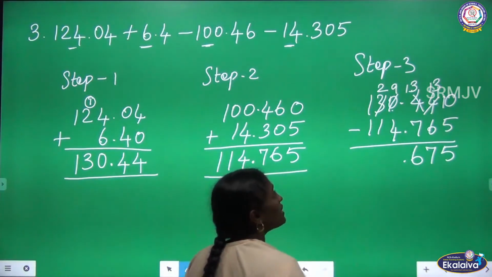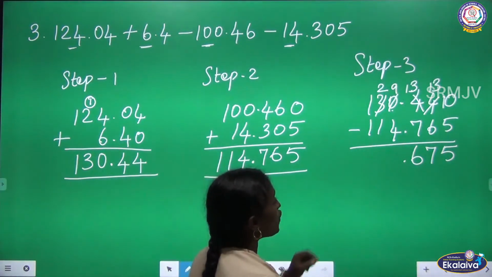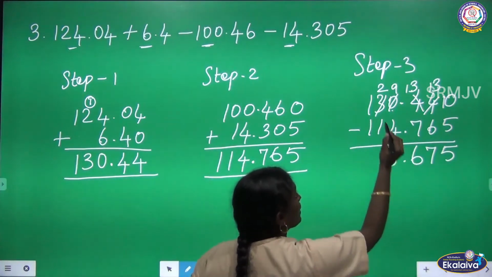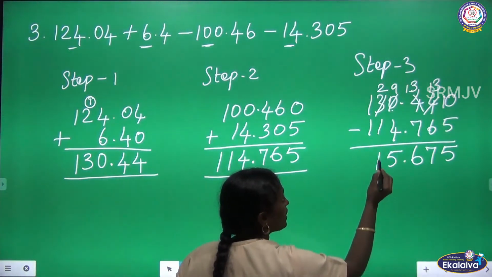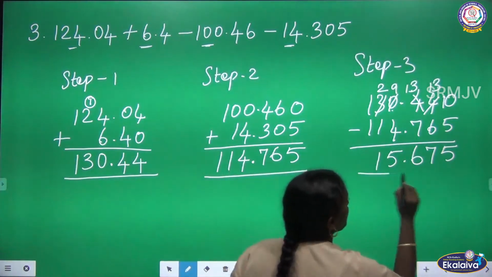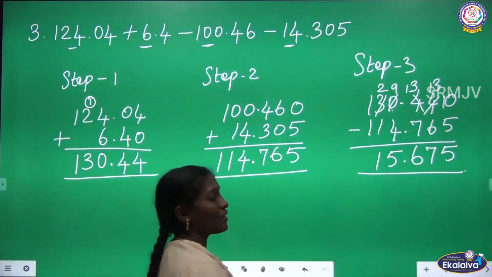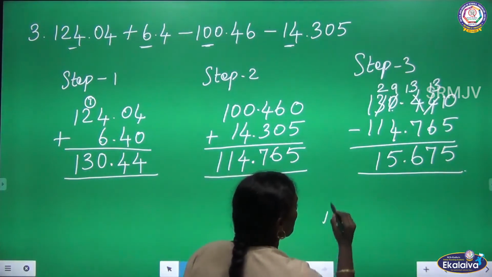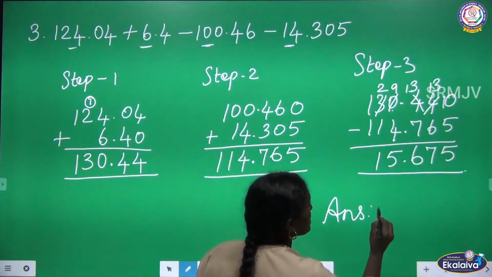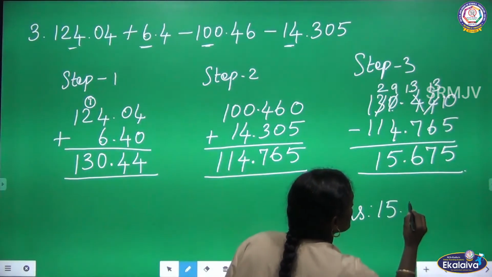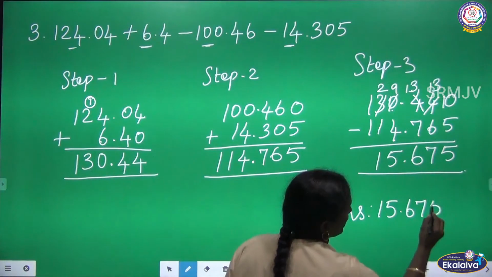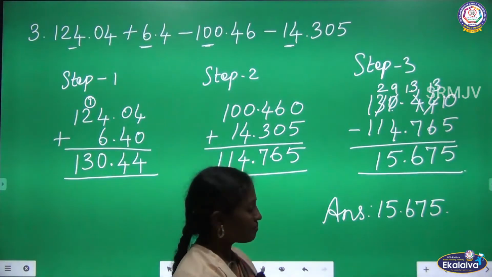Then we have to keep the decimal point. 9 minus 4, that is 5. Here 2 minus 1, 1. 1 minus 1, 0. So 15.675 is the final answer. Answer is 15.675. Was it clear, children?